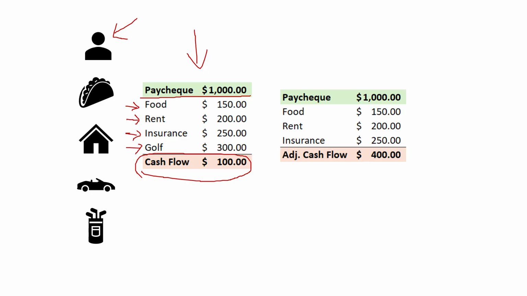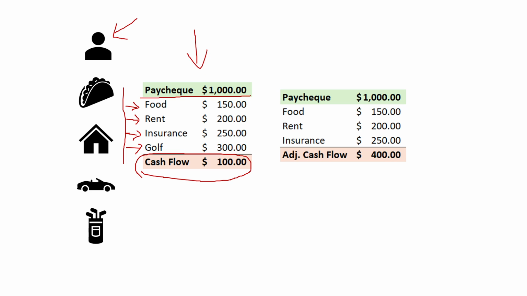Every month, assuming that these expenses stay the same, you're always going to have $100 extra in your pocket. So if you want to borrow money and let's say you have to pay back $50 a month, then the bank is going to analyze your cash flow and say, yeah, we can lend you the money because you have $100 in cash flow to pay us back.